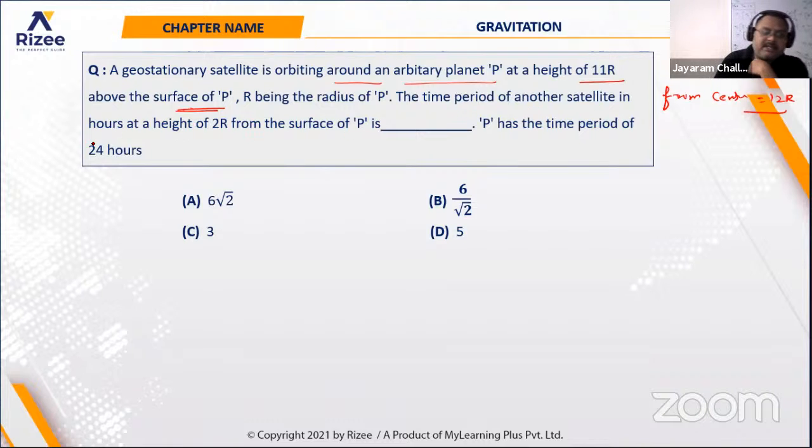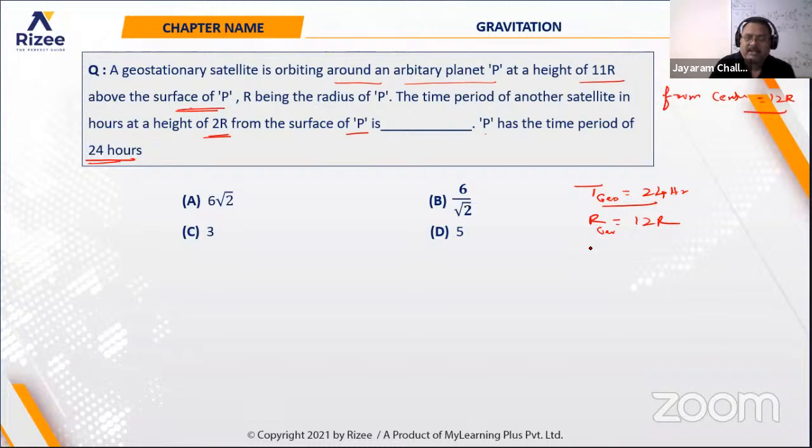The question: the time period of another satellite, in hours, at a height of 2R from the surface of P, when the geostationary satellite of P has a time period of 24 hours. So what is the time period of the other satellite, he is asking. If it is a geostationary satellite, then the time period should be 24 hours, and the radius of the geostationary satellite is 12R. Okay, this is for the geostationary one, I'm writing.